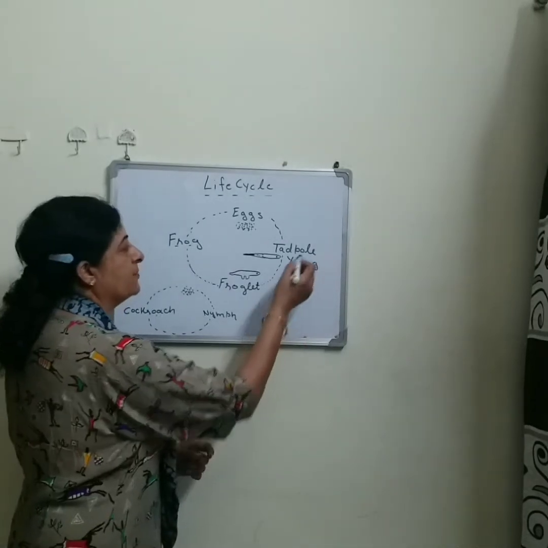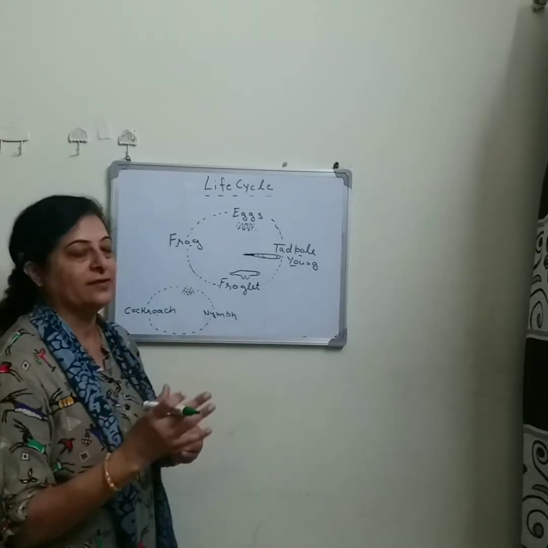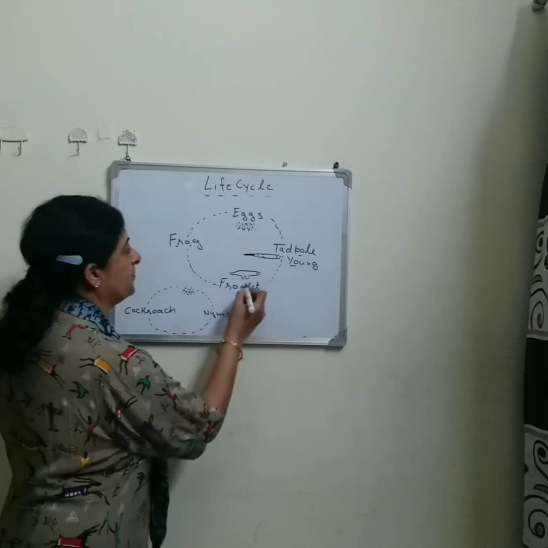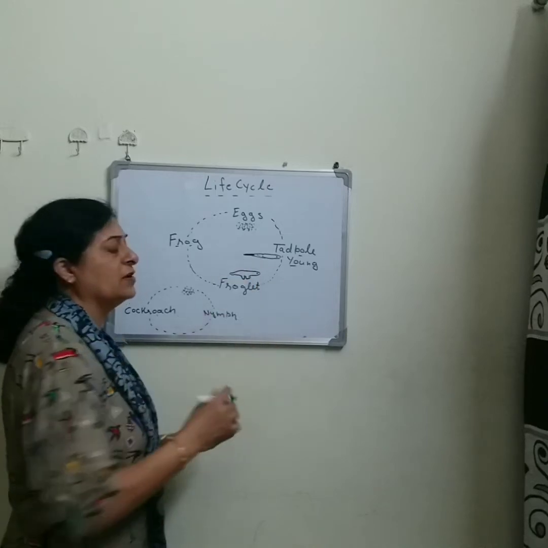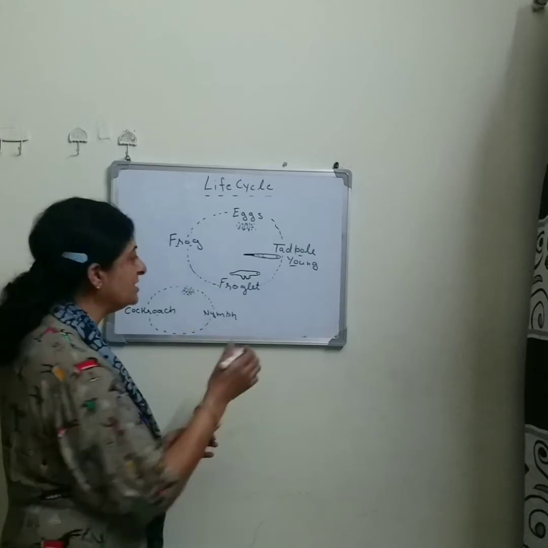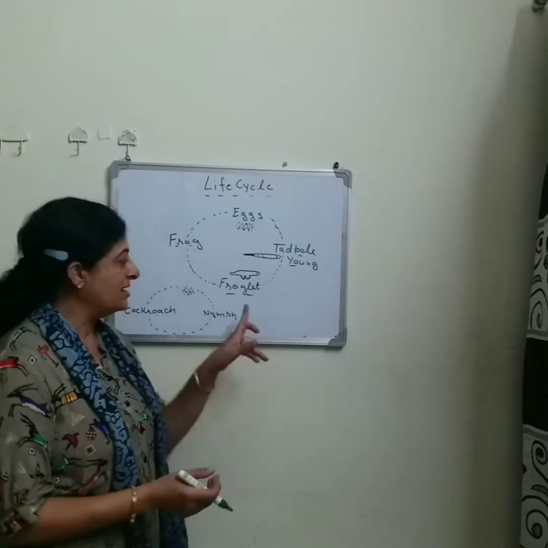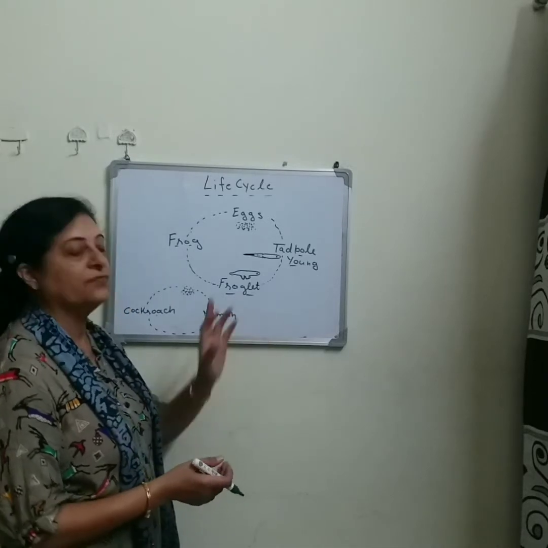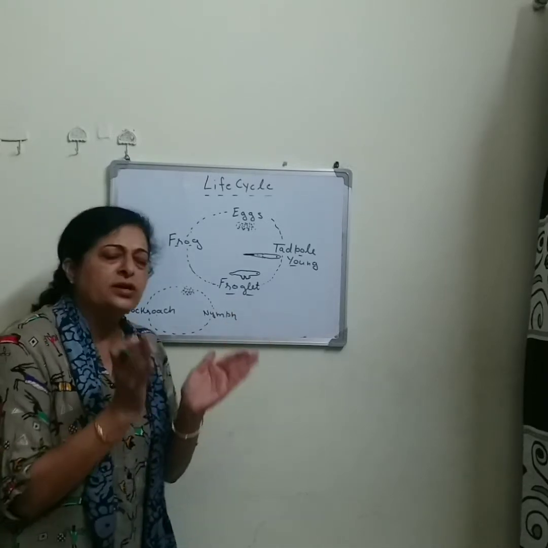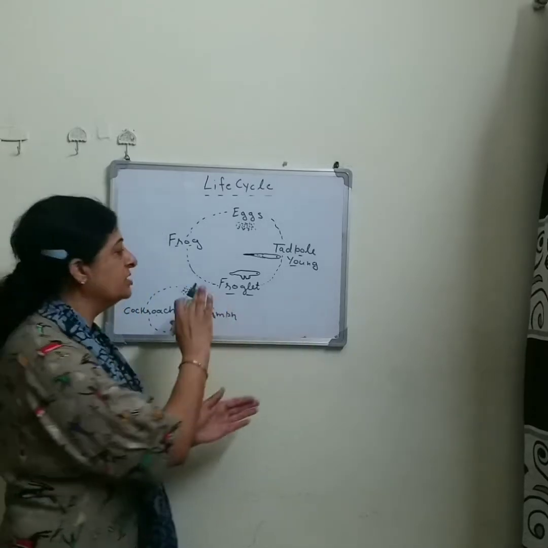So the young tadpole slowly changes into the mature tadpole, and after that there is the development of the hind limbs and the fore limbs, and this stage of the frog is known as froglet. Now in the stage of the froglet, our frog resembles an adult frog.